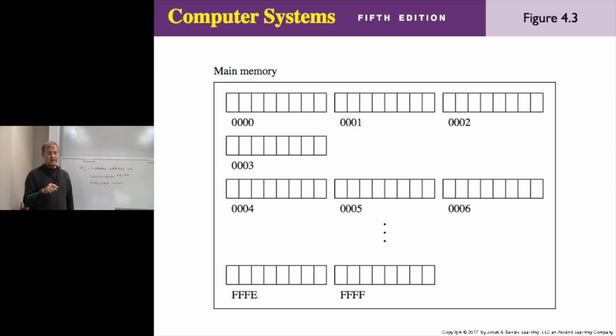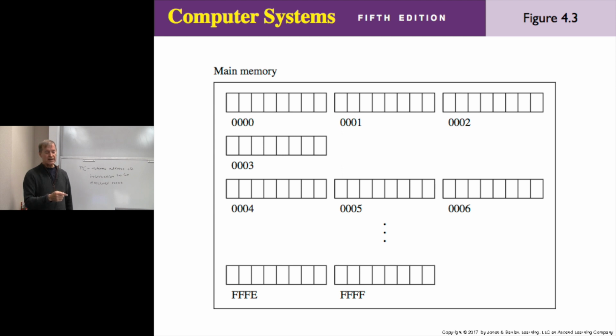Each cell in main memory has an address, and the cell at that address can contain a binary value. The cells are always divided in 8-bit chunks. How many bytes is 8 bits? It's 1. So memory is byte addressable. In figure 4.3, the first byte is at address 0000. And by the way, the addresses are always written in hex.